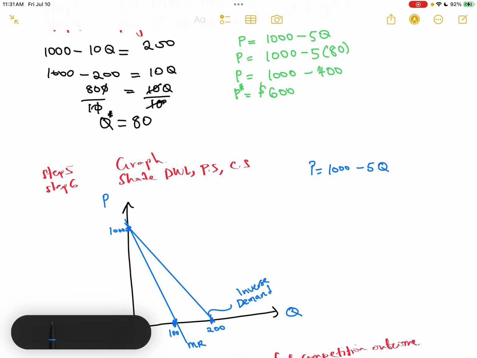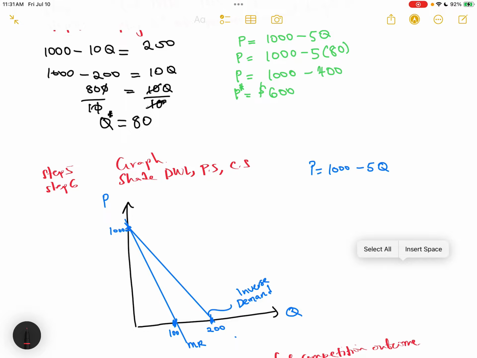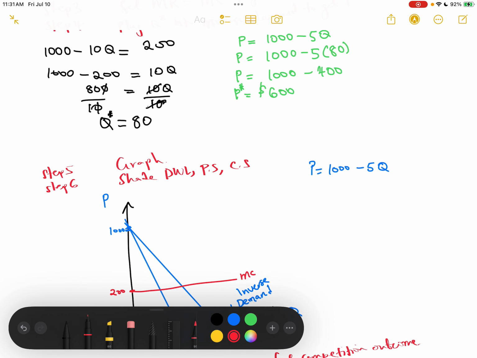Let's draw the marginal cost in red. Okay, so marginal cost is 200, and that is just this constant line right here. Marginal cost is 200. Are we done? We are almost there.